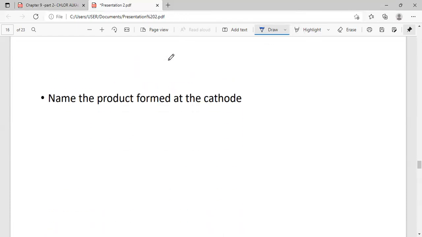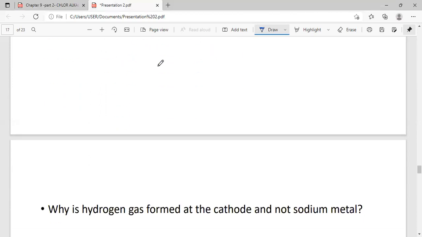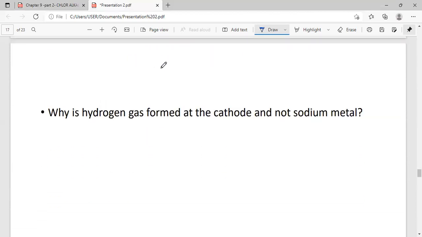Okay, so please read the question carefully. Moving on. Name the product formed at the cathode. Okay, good. I see an answer. So at the cathode, it is hydrogen gas. Okay, moving on. Why is hydrogen gas formed at the cathode and not sodium metal? So in the electrolyte, you will see that there are 2 positive ions, sodium ion and also hydrogen ion. But why is it the hydrogen gas is formed and not the sodium metal?